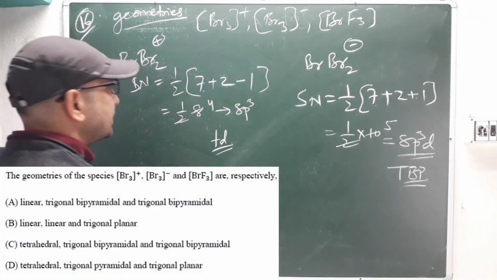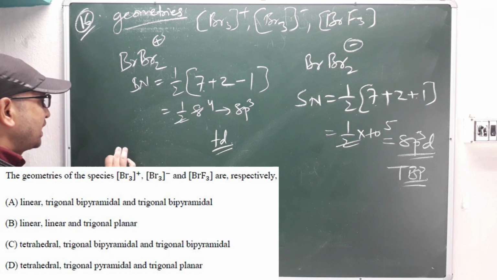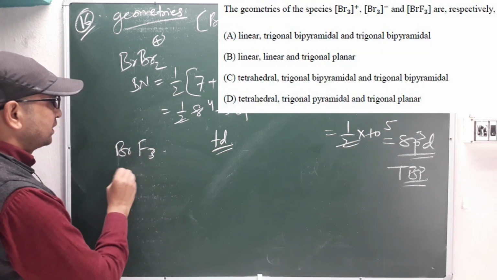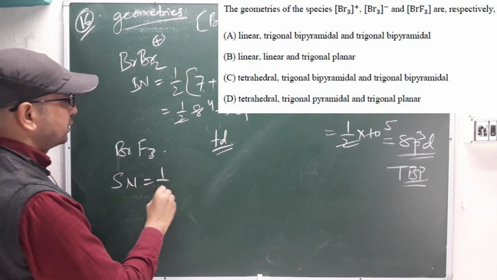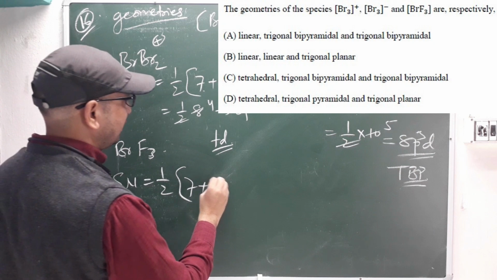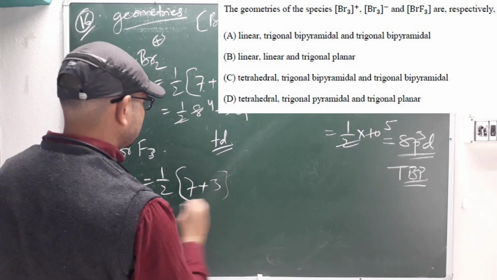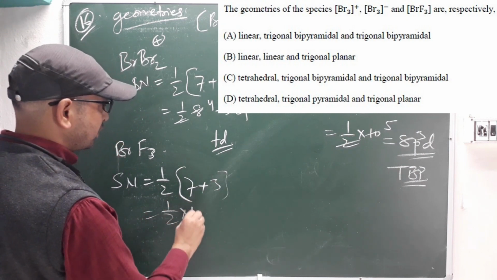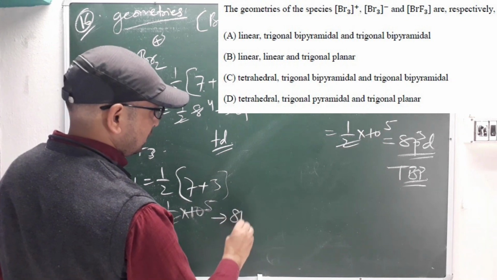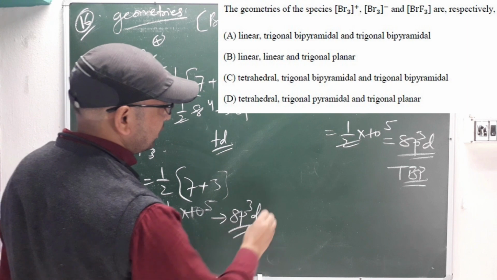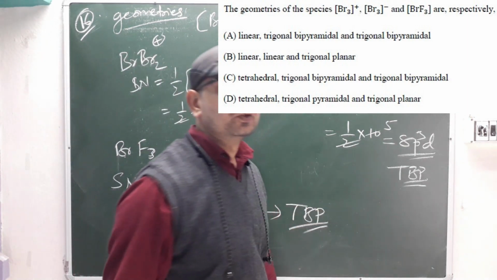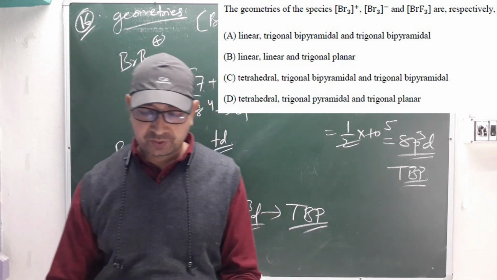Now the third one, BrF3. For this, the steric number is 1/2 into valence electron 7 plus monovalent 3, so 1/2 into 10, that is 5. For 5 it is sp3d, and sp3d means the geometry will be TBP. These are the questions they asked in your previous year examination.